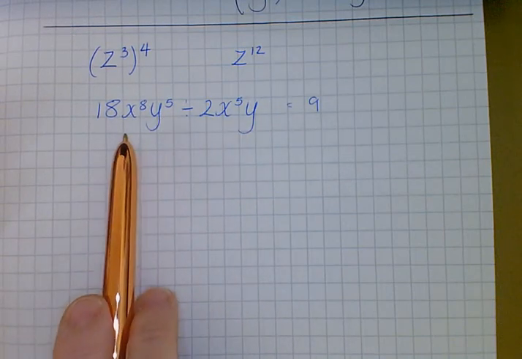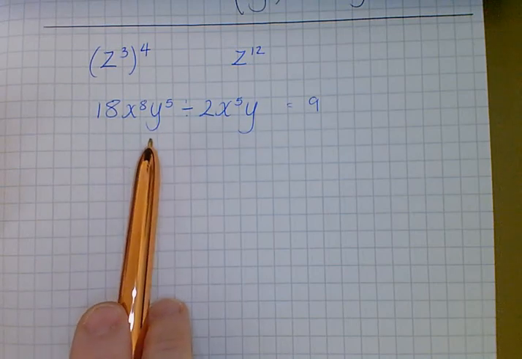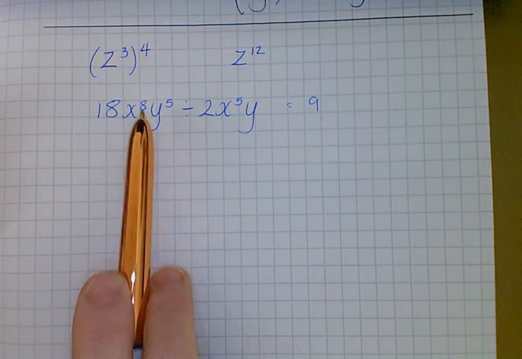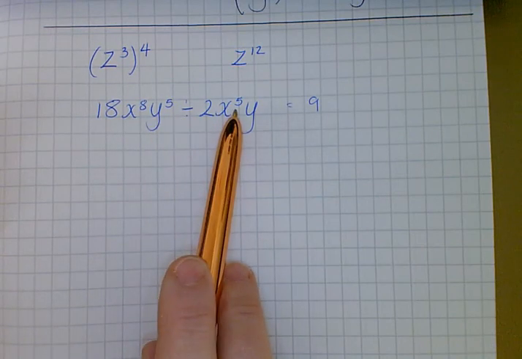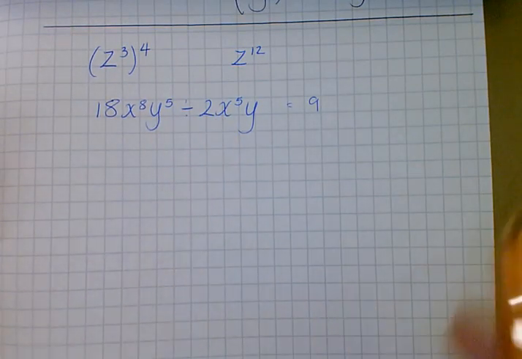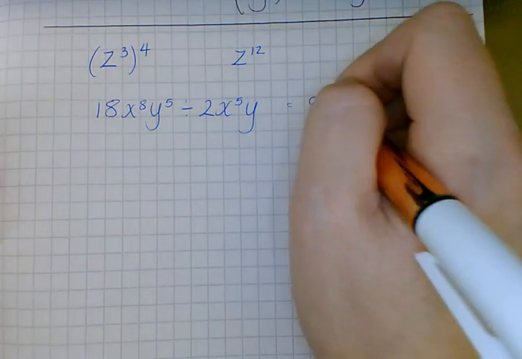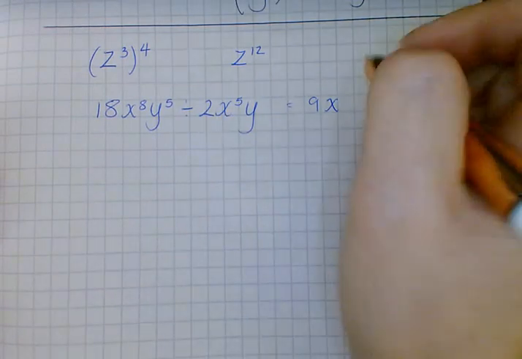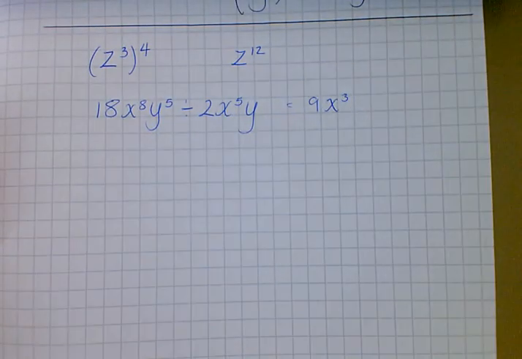Now you've got to deal with the x's separately to the y's, okay? So looking at the x's here, we've got x to the power of 8 divided by x to the power of 5. So we're going to subtract those indices: 8 subtract the 5, so that's x to the power of 3.